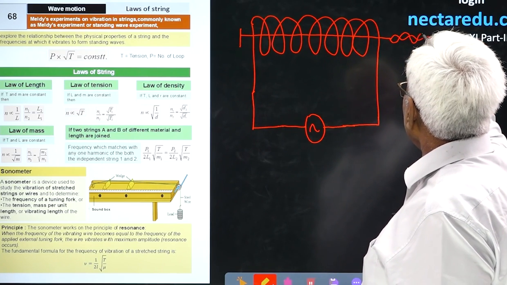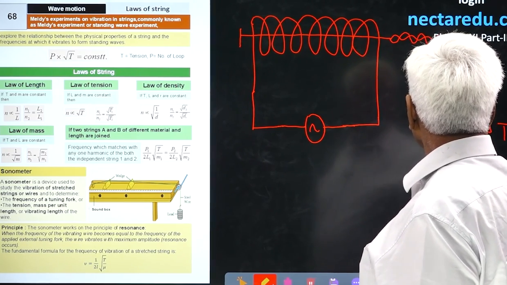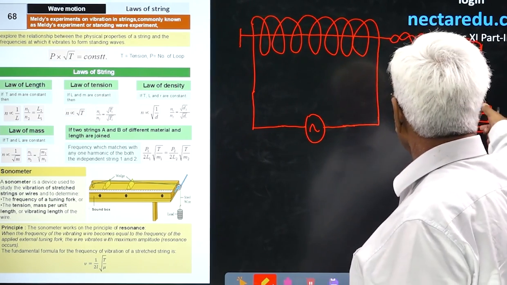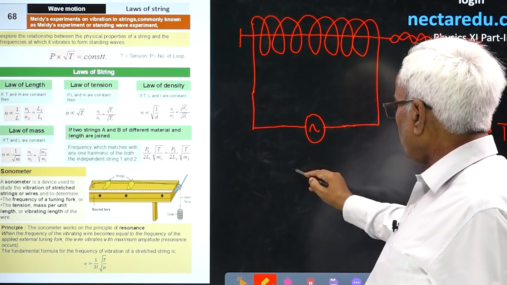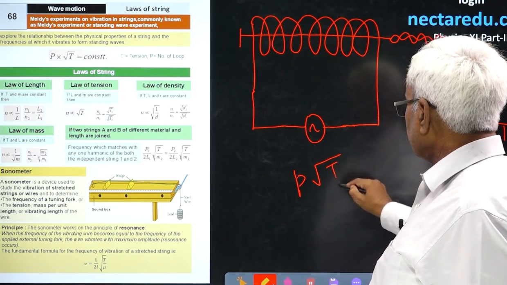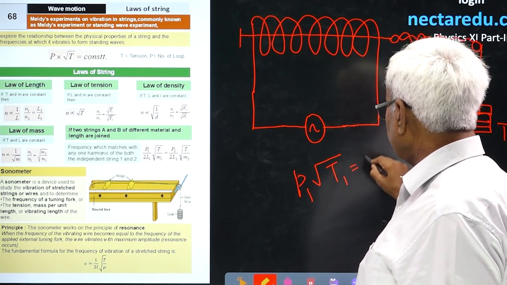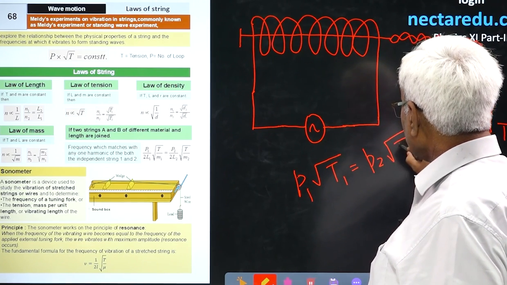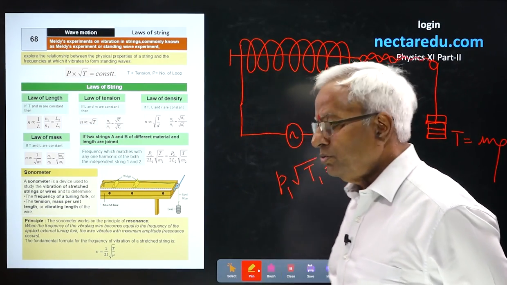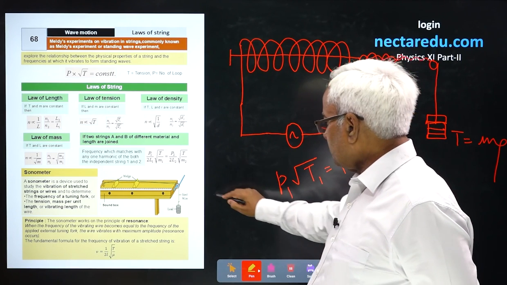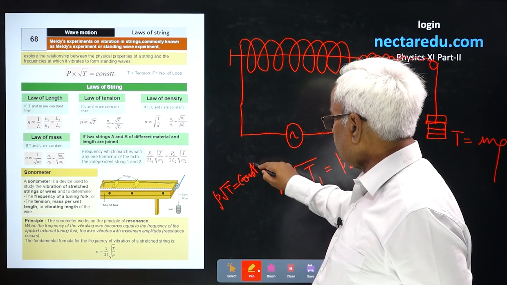The tension that has been produced here will be known with this help, T equal to mg. This is the tension that is produced here. By counting the number of loops and the tension, you will find in different cases that the product p1 root T1 becomes equal to p2 root T2. That means, in general, we could say p root T is constant. This is what we call Melde's law.